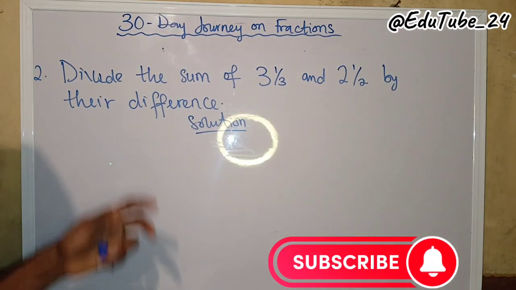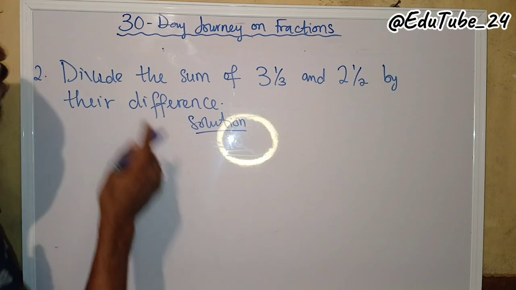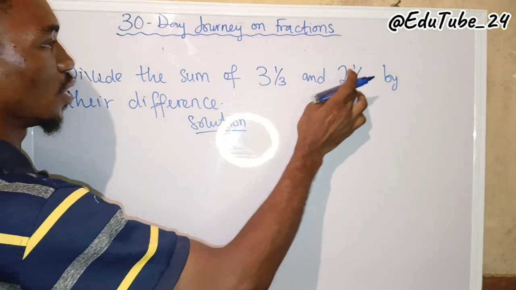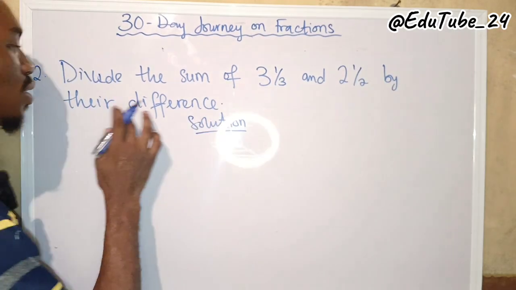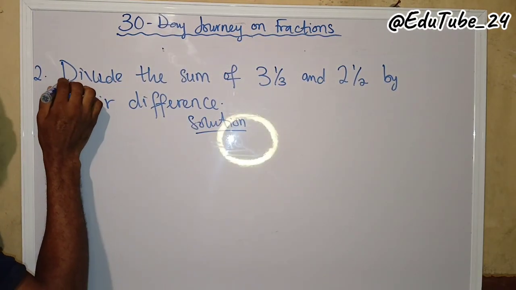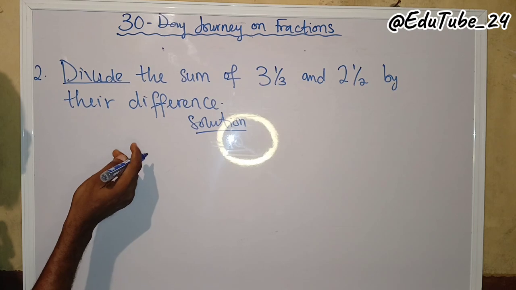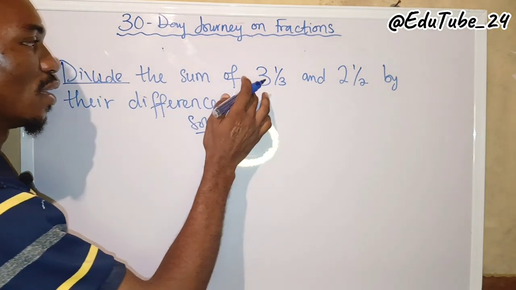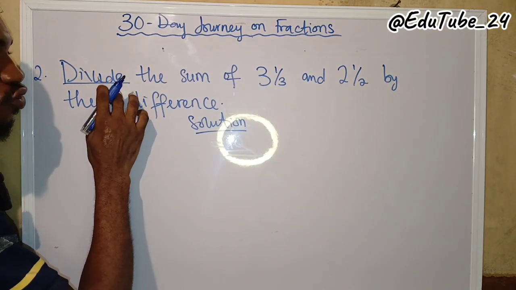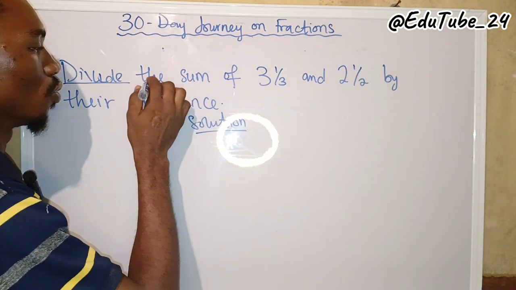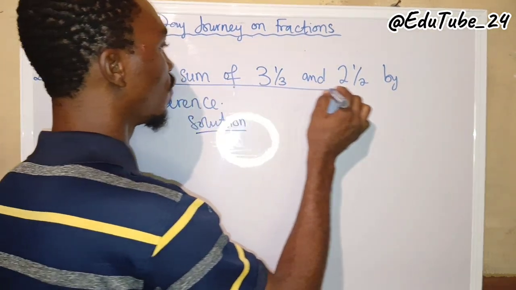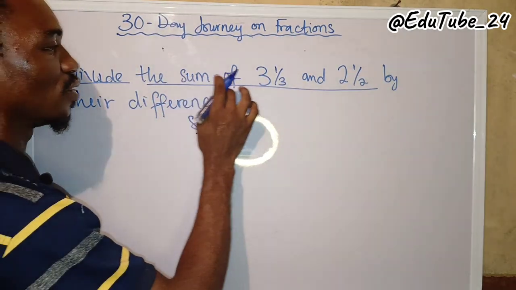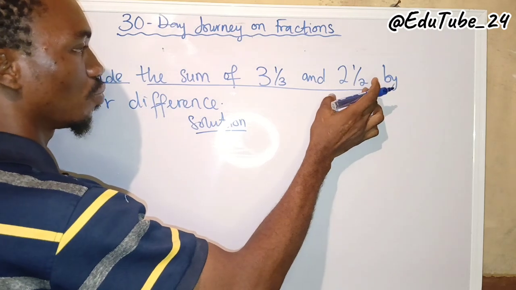Now let's analyze this sentence and then interpret it. Divide the sum of 3 whole number 1 over 3 and 2 whole number 1 over 2 by their difference. Now we have the first instruction. The first instruction is to divide, but we're not going to use it first because we have an instruction that precedes it, the sum of. The fact that they say the sum of means that we are going to override this divide, and proceed on interpreting this part of the problem first.